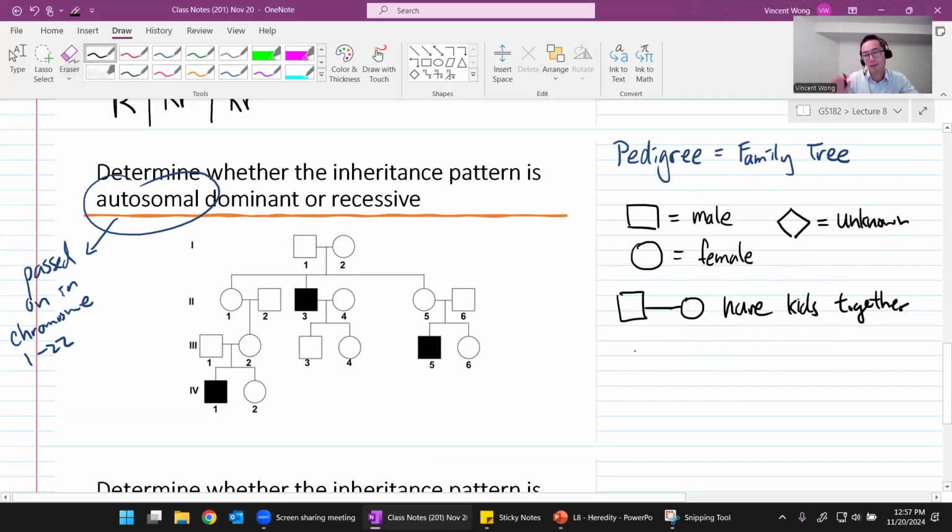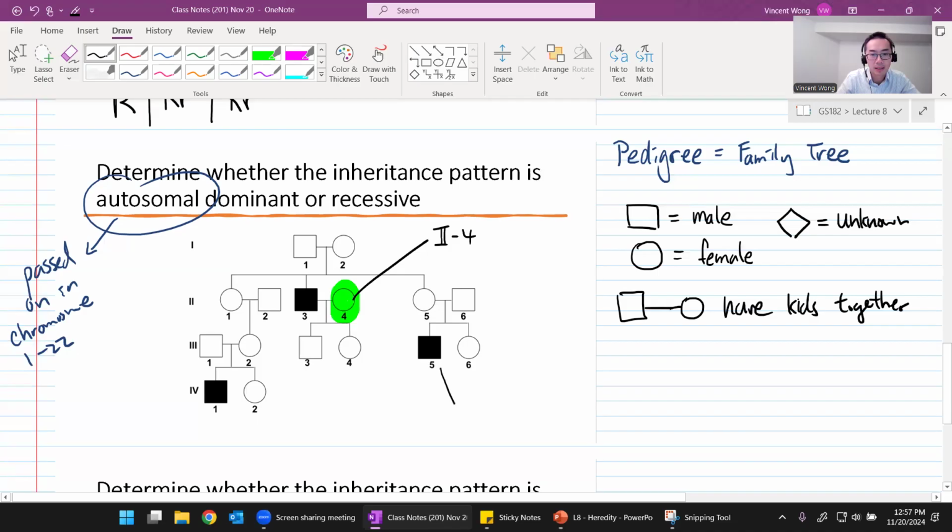There are more complicated ones for twins, identical twins, fraternal twins, and so on and so forth. But that's all we have to know for now. These Roman numerals, they are generations. So generation one, two, three, four. And within the generations, we use Arabic numbers for the individuals. Okay. So what do we call this person? This person is 2-4. Generation 2, individual number 4.